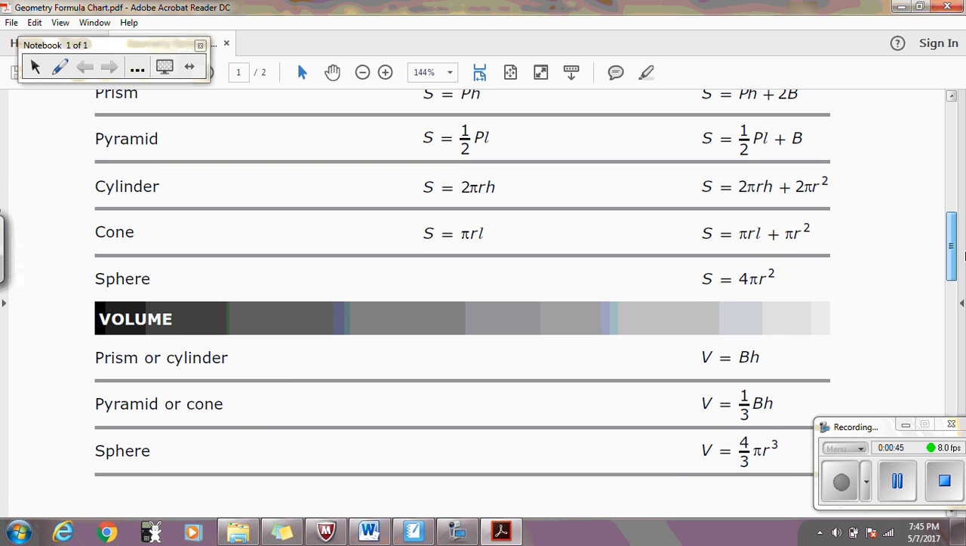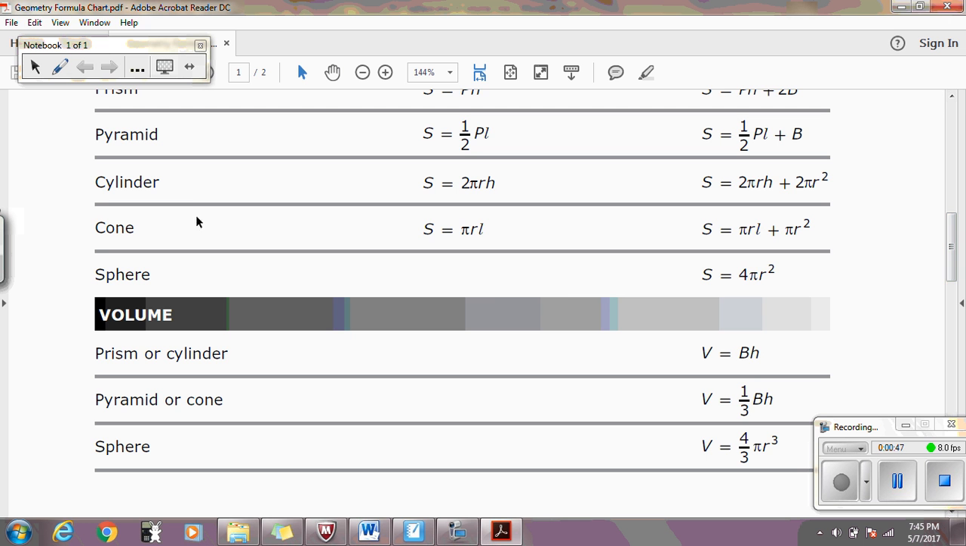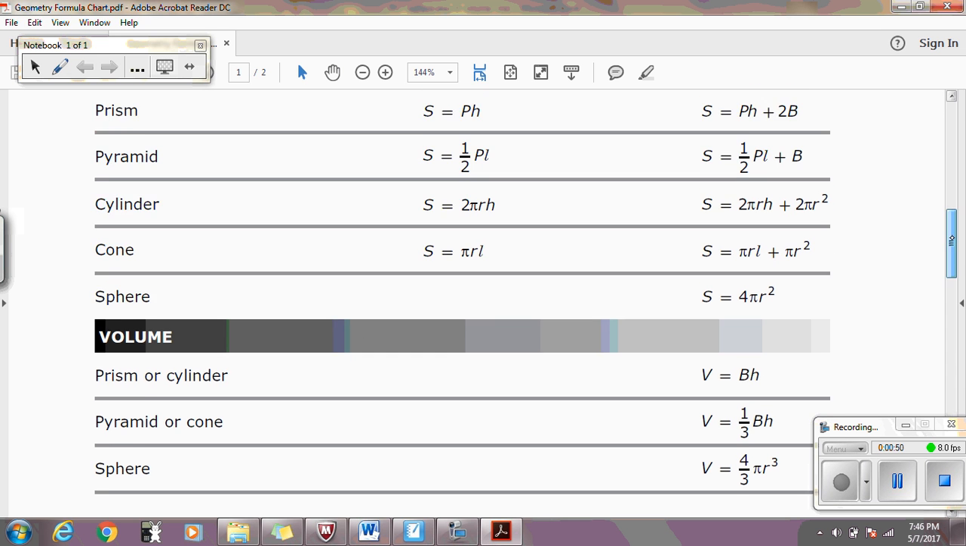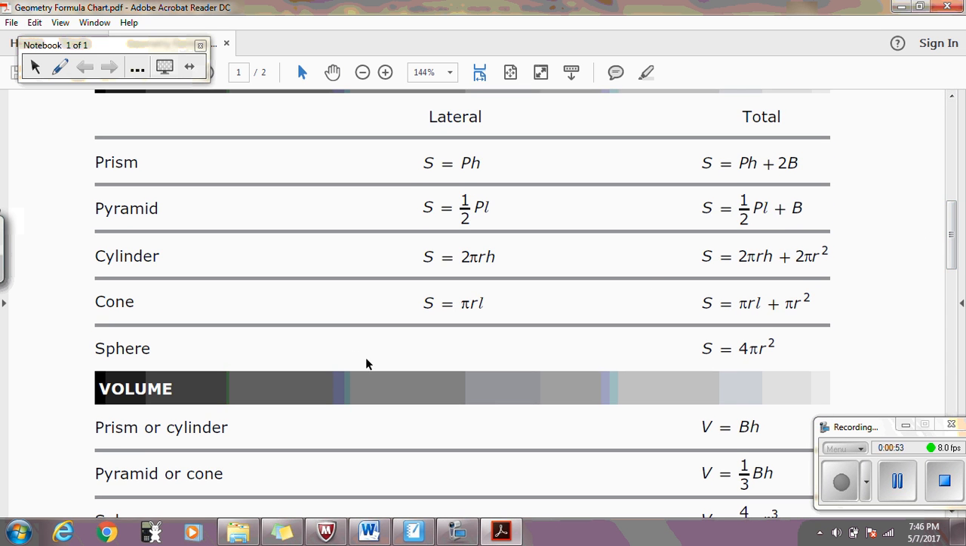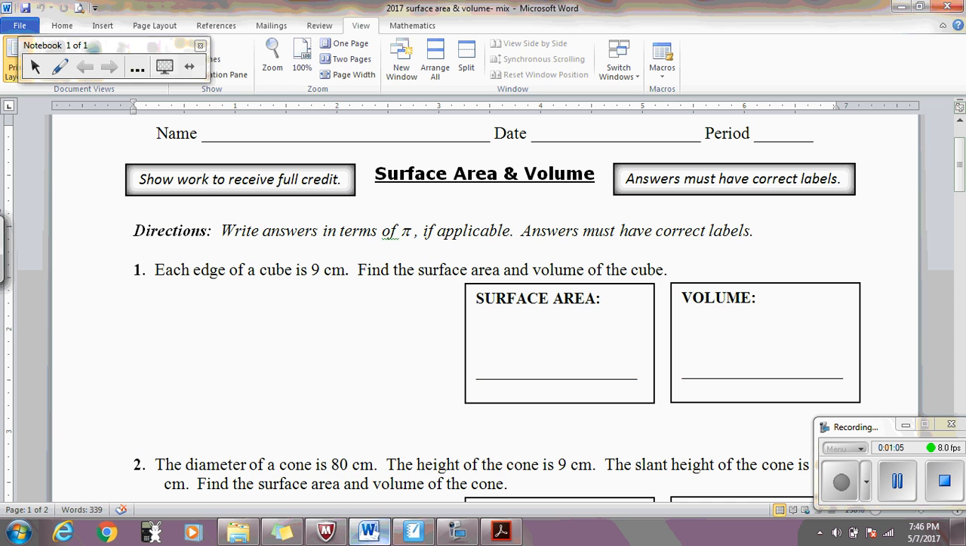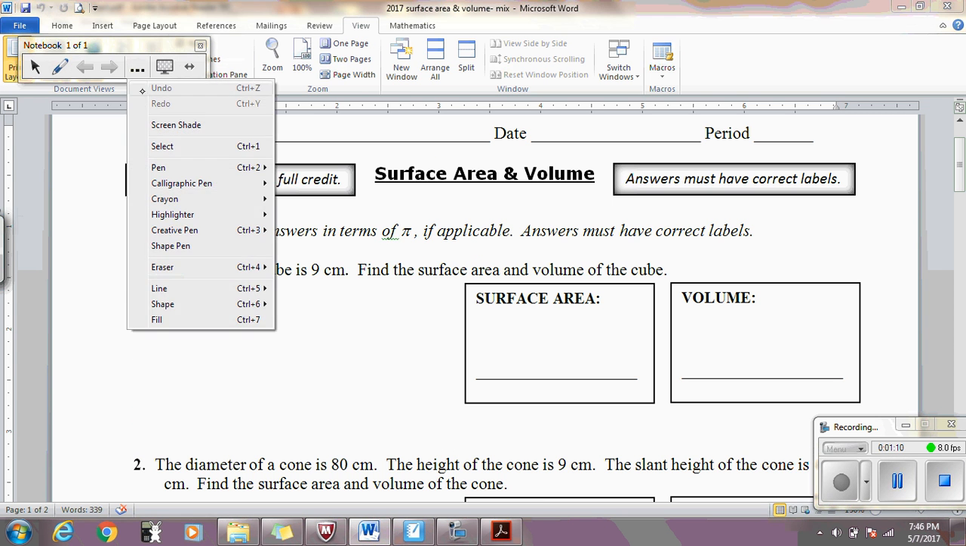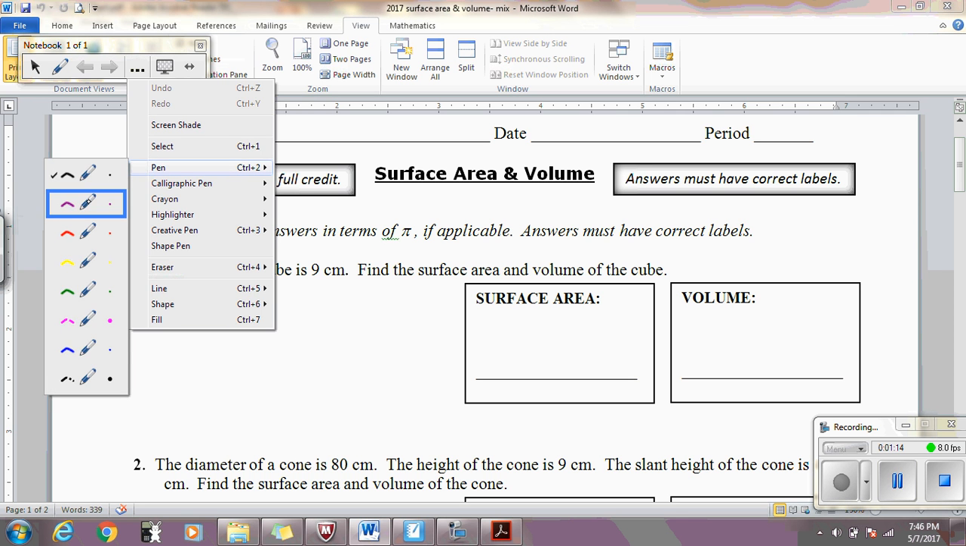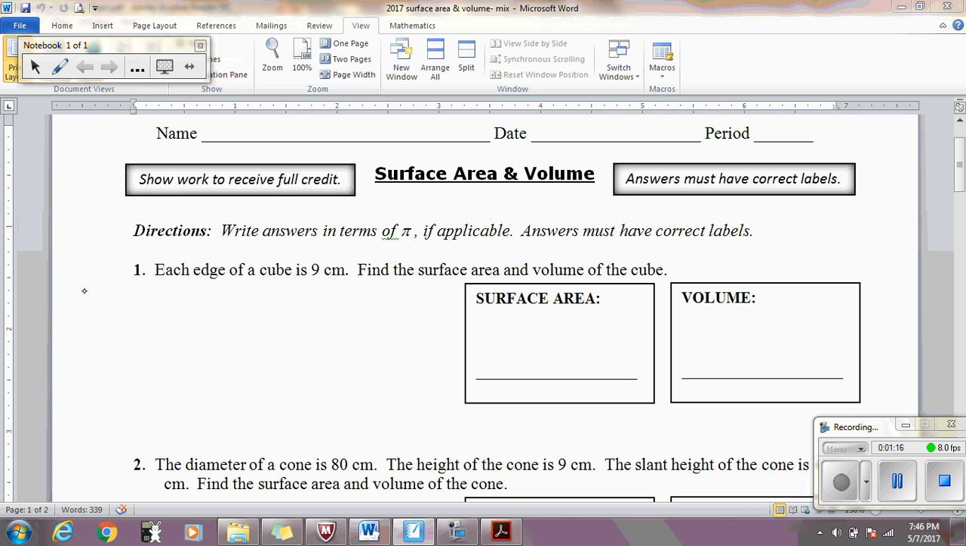However, we do know that a cube is a prism, and the total surface area of a prism is pH plus 2b. So we can use this formula, or we can use the cube formula. But again, at this time, we don't have the other one. And I didn't memorize it, folks, so sorry. So the surface area, again, for any prism is pH plus 2b.